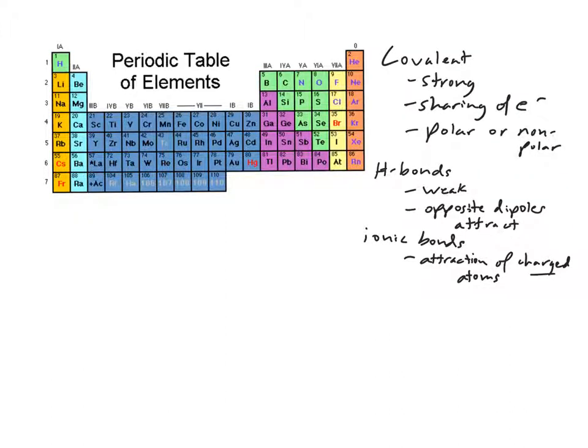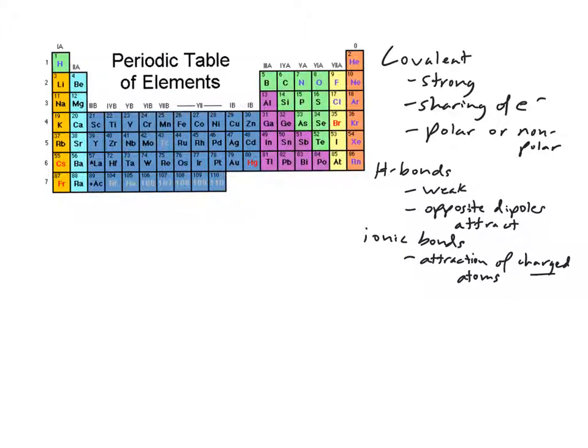In this video, I'm going to be talking about the three different types of bonds. We have covalent bonds, and these are the strong bonds that result from sharing of electrons, and they can be either polar or nonpolar. We have hydrogen bonds that are relatively weak, and we'll talk a little bit more about hydrogen bonds in a minute. And then we also have ionic bonds, and this is the attraction of complete ions, positive ion attracted to a negative ion. We'll talk about that more in a second as well.